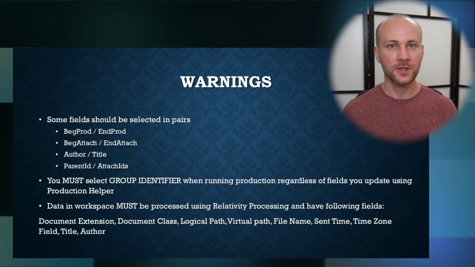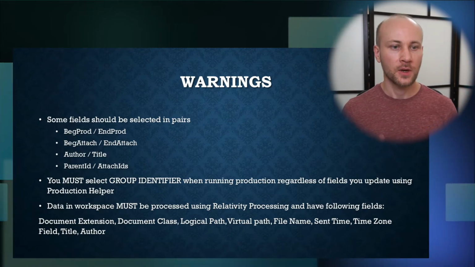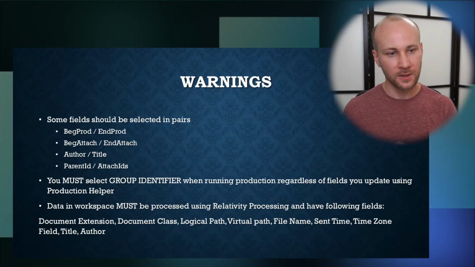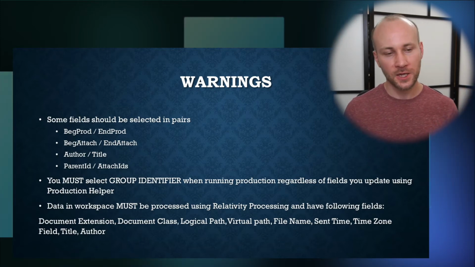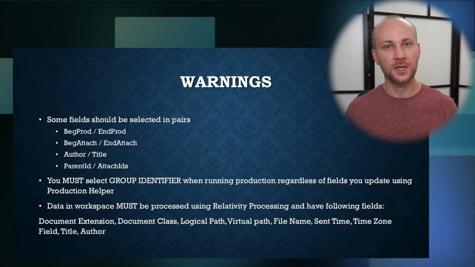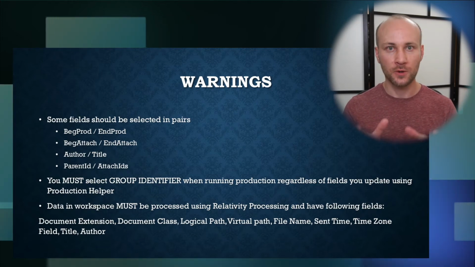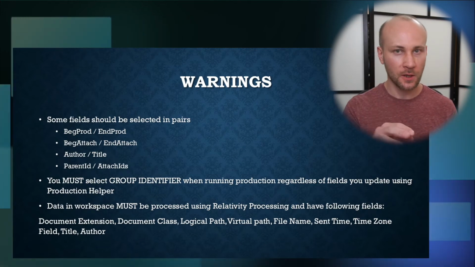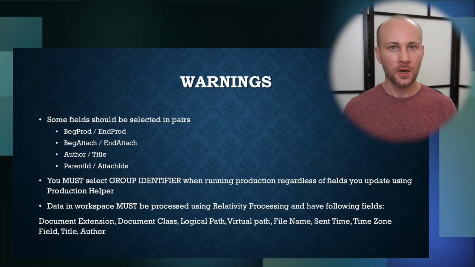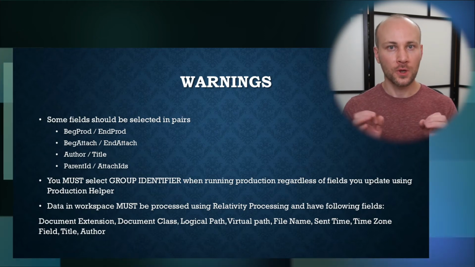Some of the things to keep in mind when running this tool. Some fields come in pairs, and you should select them in pairs when using Production Helper. For example, BegProd and EndProd, BegAttach and EndAttach, author and title, and ParentId and AttachID. In some cases, if you select ParentId but not AttachID, none of the fields will be updated. Basically, ParentId and AttachID will be blank, so you should always select them in pairs. Another important thing to remember when you run a production, you have to select the group identifier. Otherwise, this tool will not work.